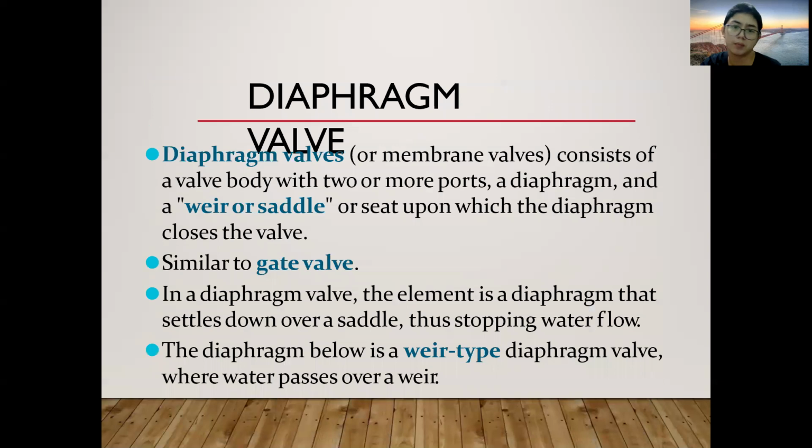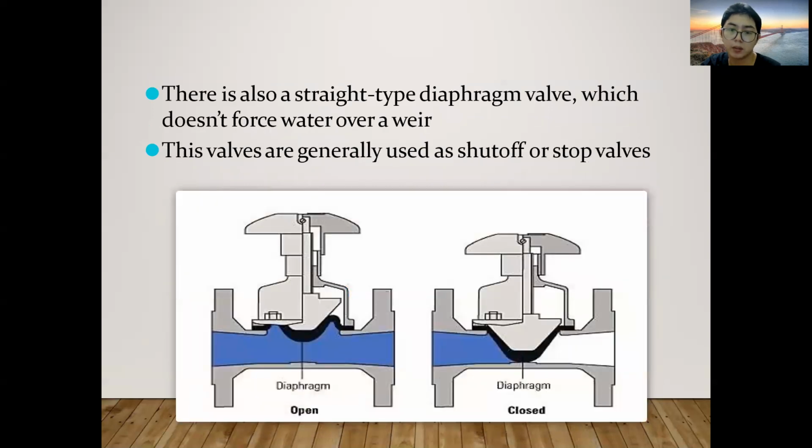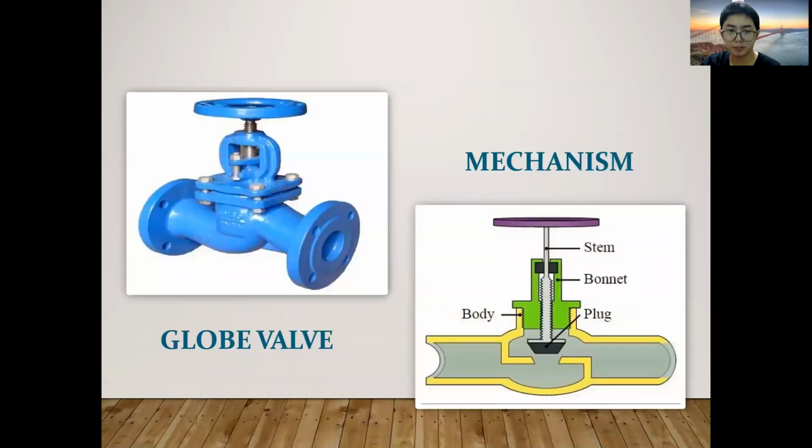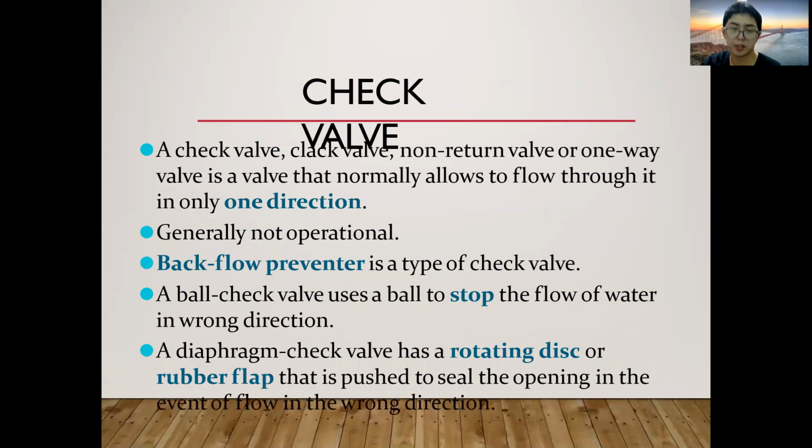A diaphragm valve consists of a valve body with two or more ports, similar to a gate valve. Yeah, so that's the globe valve. Different from a gate valve, it is a type of valve used for regulating flow in a pipeline, used to throttle or limit the flow of water. So that's check valve. A check valve, a return valve or one-way valve, normally allows flow in one direction and is generally not operational.